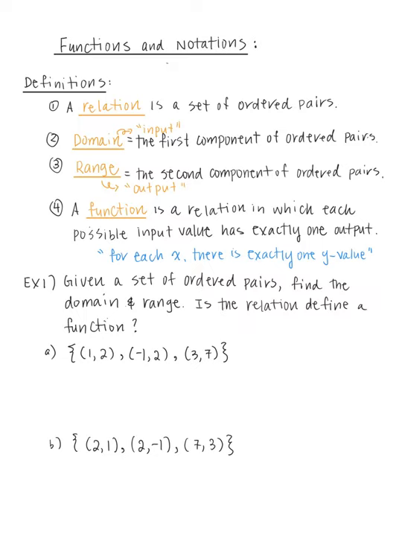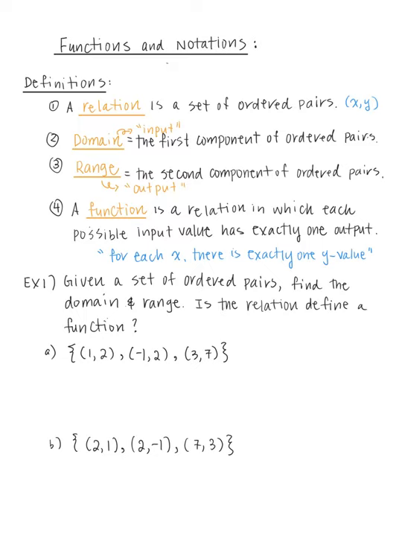Okay, so let's first go with the definitions. Definition number 1. A relation is a set of ordered pairs. Ordered pairs is typically denoted by x comma y in a math class. I'm not sure if you've seen that before, but we're going to be seeing that quite a bit.